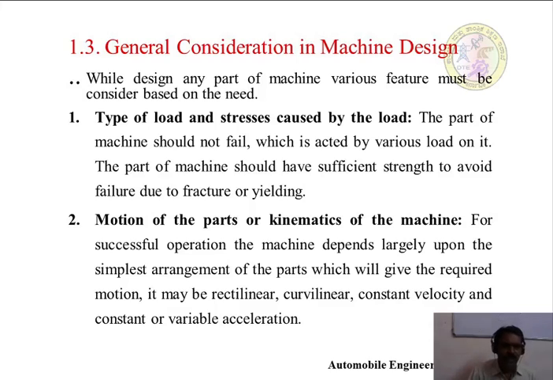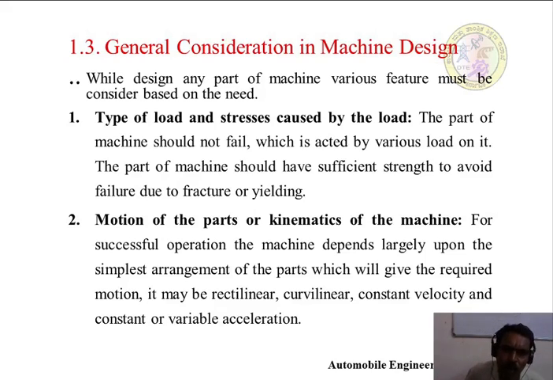Okay, so next coming to the second point, that is motion of the parts or kinematics of the machine. For successful operation, the machine depends largely upon the simplest arrangement of the parts which will give the required motion. It may be rectilinear motion or curvilinear motion, constant velocity and constant or variable acceleration. So the designer should know what type of action is going on while constructing the machine. These are all the kinds of motions that continue while constructing a machine or a machine element.